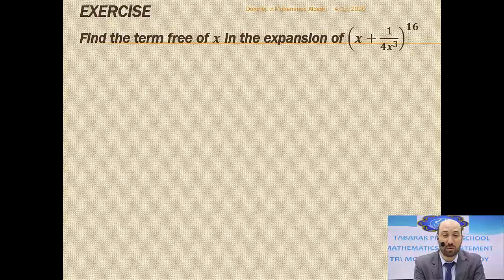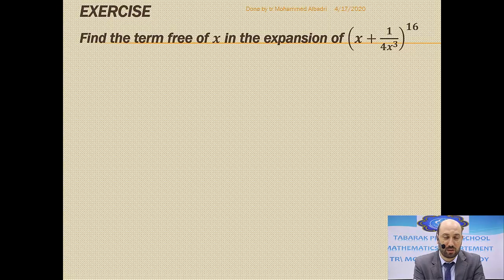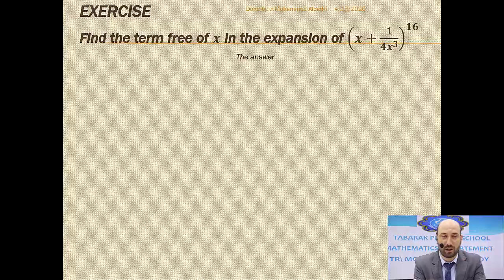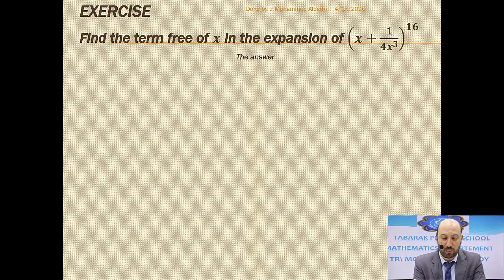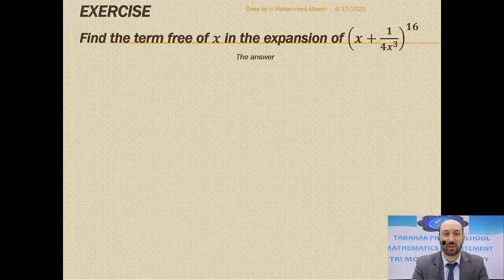And for the next exercise, here we have to find the term free of x in the expansion of (x plus 1 over 4x cubed) to the power of 16. We have the same idea as the previous exercise. In the previous exercise we had x to the power 8, and here we have x to the power 0, because the information in this exercise is that the term is free of x, or has no x. That means we have x to the power 0. So to find it, we follow the same steps we studied in the previous exercise. Here the first term is x, and the second is 1 over 4x cubed, and n equals 16, and we have to find the value of r.